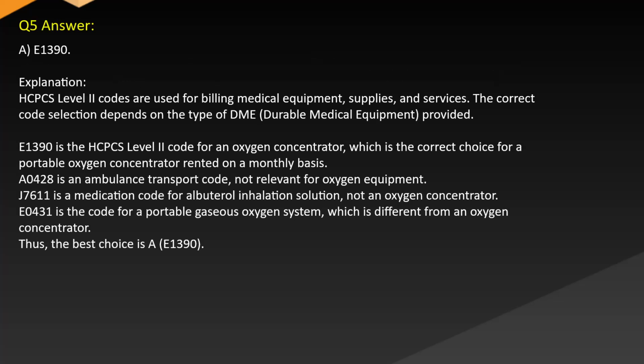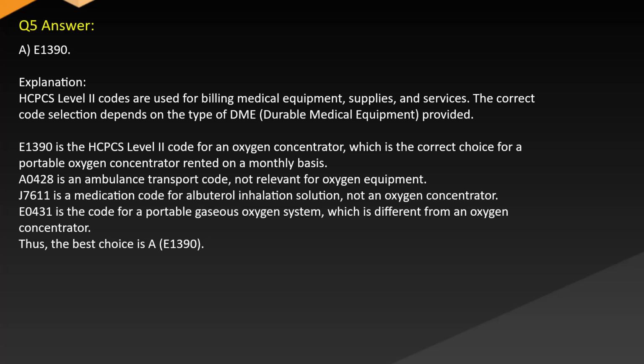Answer A. Explanation: HCPCS Level II codes are used for billing medical equipment, supplies, and services. The correct code selection depends on the type of durable medical equipment provided. E1390 is the code for an oxygen concentrator, which is the correct choice for a portable oxygen concentrator rented on a monthly basis.